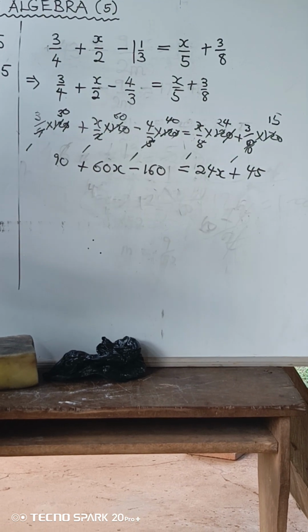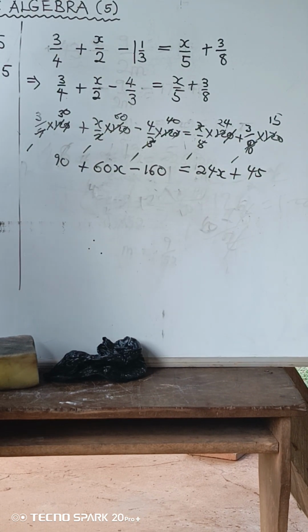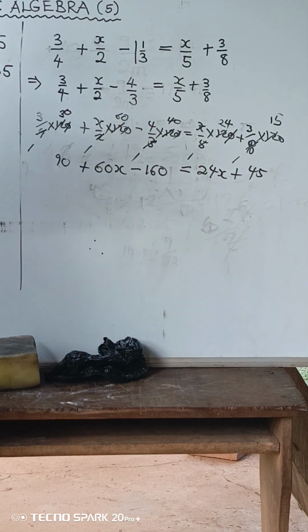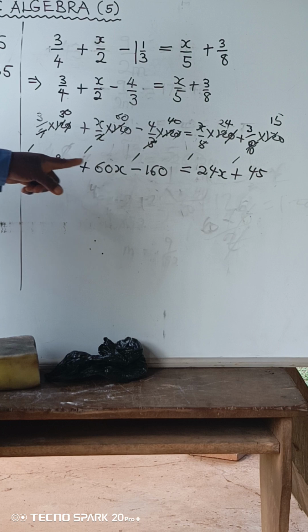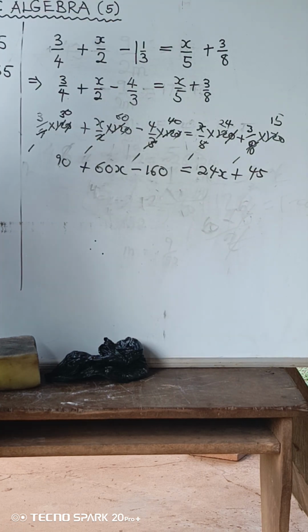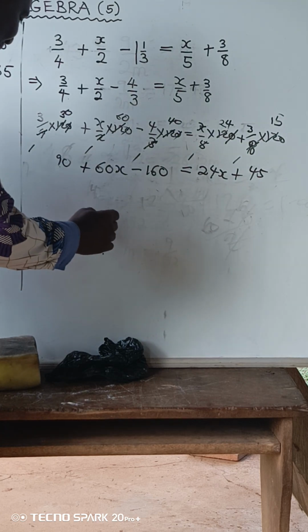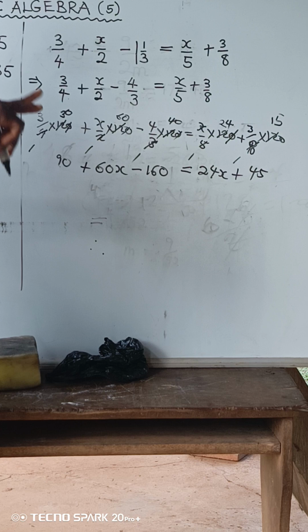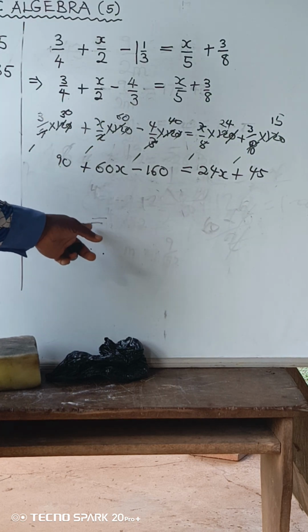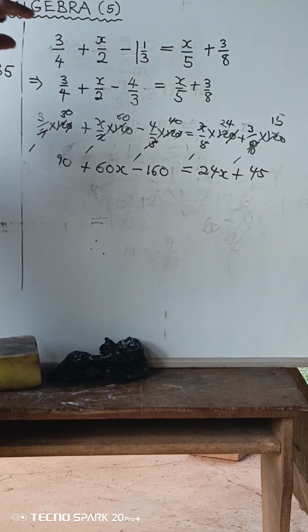Group like terms. Then you proceed. 60x and 24x are alike because they have x attached. Meanwhile, the 90, the 160 and 45 are also alike differently. So we group them like that. And remember the rule: if this sign is between the two things you are bringing together, then one will change the sign when it approaches the neighbor. But if this sign is not there, then we don't change any sign. We add them or subtract them raw like that.